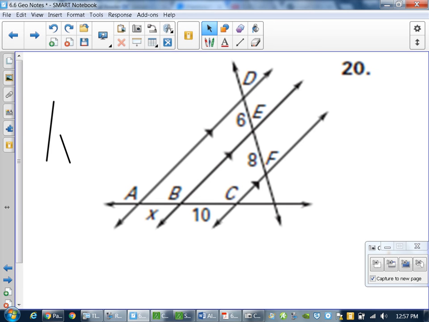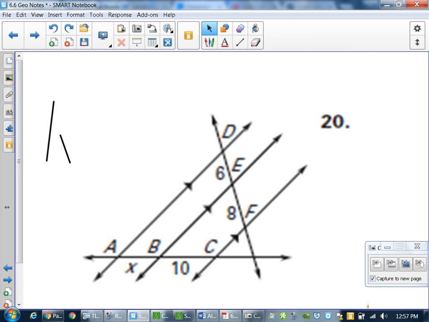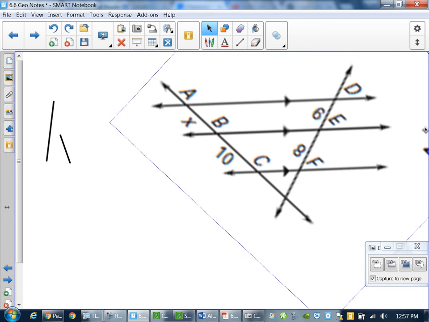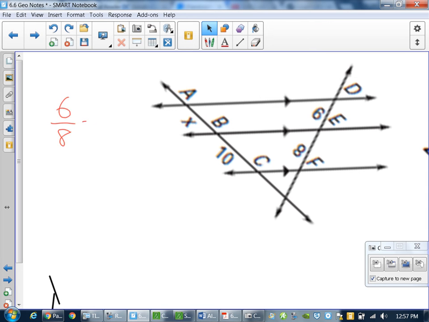So again, if you just tilt your head a little bit off to the side, you'll notice you get 6/8 is x over 10. Here's your fraction. There's your fraction.